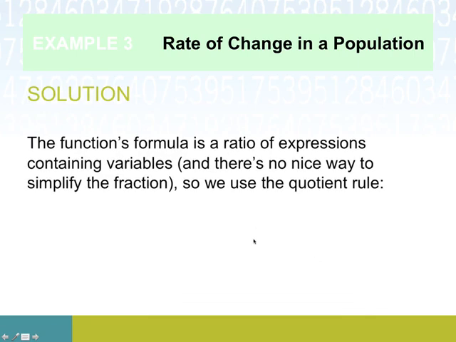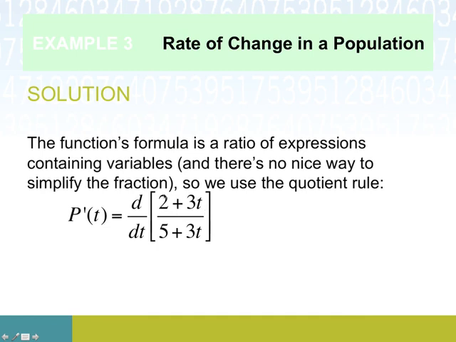So here we go. I guess the first thing to note is that it really does follow this format for the quotient rule. On top has t's in it, on bottom we've also got t's. There's no great algebraic way to tidy this up. So the best way to ask for the rate of change in this whole thing is to use the quotient rule.